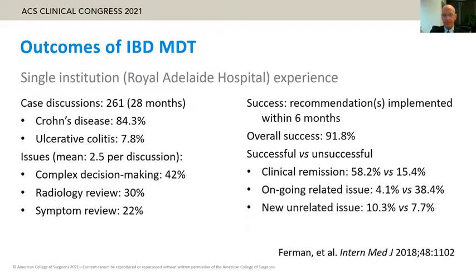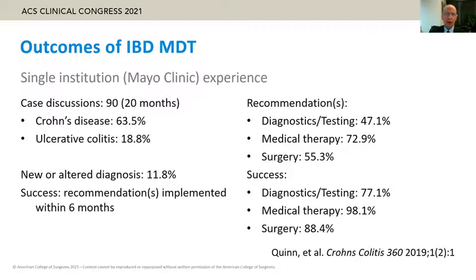But whether the recommendations were implemented or not implemented, a new unrelated issue was just as likely to arise. In a similar manner, the Mayo Clinic reported their experience of 90 patients over nearly 2 years. They found there was an altered diagnosis in 12%, and using the same definition of success, the majority of the recommendations focused on medical therapy, with diagnostics and surgery being of lesser frequency. But again, if the recommendation was to undergo some type of diagnostic testing, that was implemented about 3/4 of the time. Medical therapy was almost universally employed, and the majority of patients went on to surgery if it was recommended.